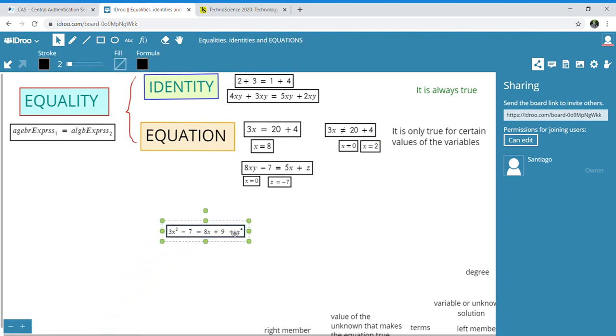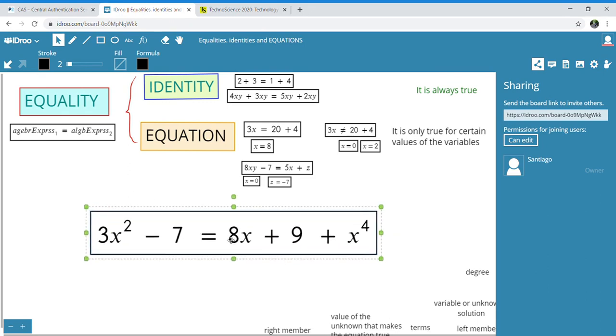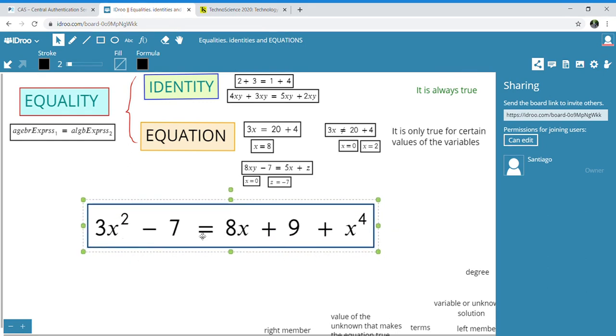Here you have another example of an equation. Let's pay attention to it. This is going to be true only for certain values of the variable. But this is not what we are going to study with this equation. What we are going to study is which are the general elements of an equation. It consists of two algebraic expressions separated by the equal symbol. This equal symbol separates the two members of the equation, the left member and the right member. Of course, the left member is on the left, the right member on the right.